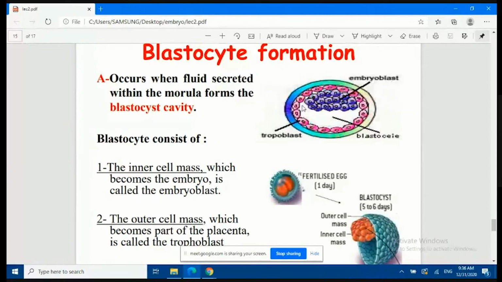Blastocyst structure. Okay, so the blastocyst consists of the inner cell mass which will become the embryo, and is actually called the embryoblast in the blastocyst stage, and the outer cell mass will become part of the placenta, and we call it trophoblast.